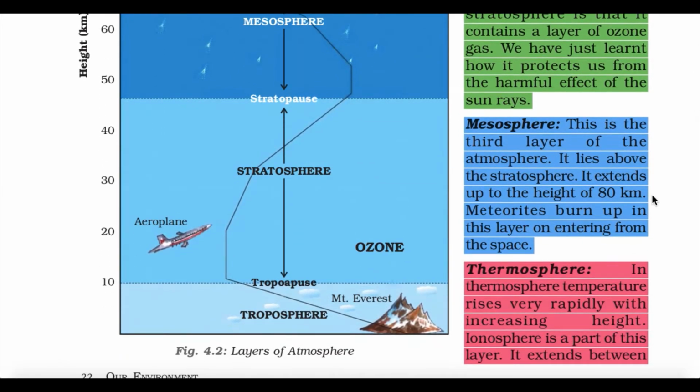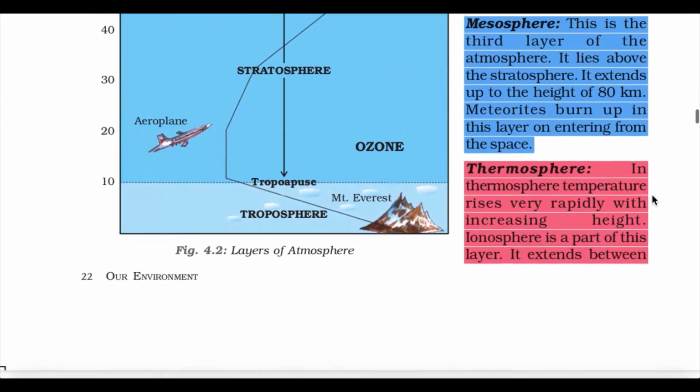Mesosphere. This is the third layer of the atmosphere. It lies above the stratosphere. It extends up to the height of 80 km. Meteoroids burn up in this layer on entering from the space.